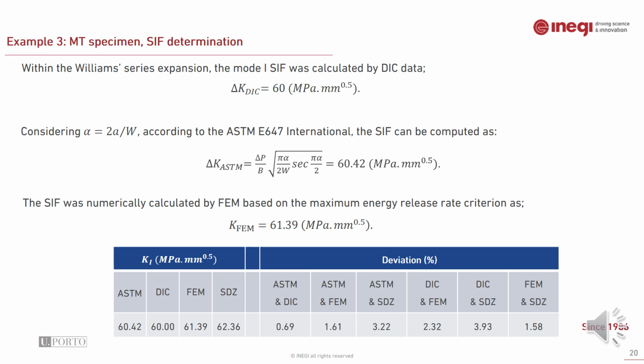On the other side, it is possible to collect the digital image correlation data, and after some analysis in 2D, it is possible to obtain the digital image correlation stress intensity factor, and also the stress intensity factor range. Also in the finite element method, by using the maximum energy release rate criterion, the stress intensity factor range is obtained, and the table shows all of them. The deviation is less than 4%, which is quite acceptable.